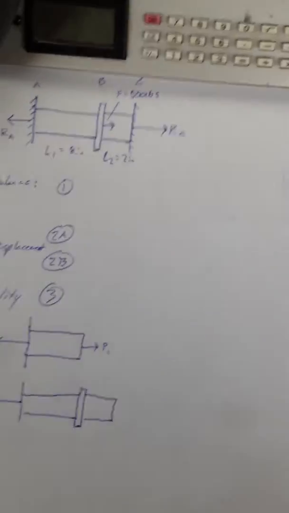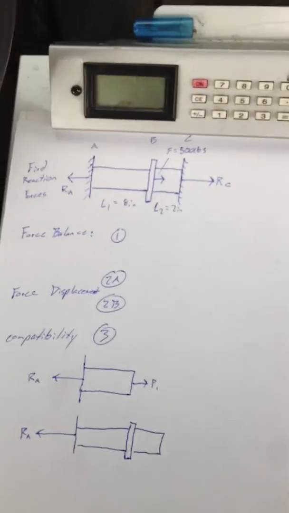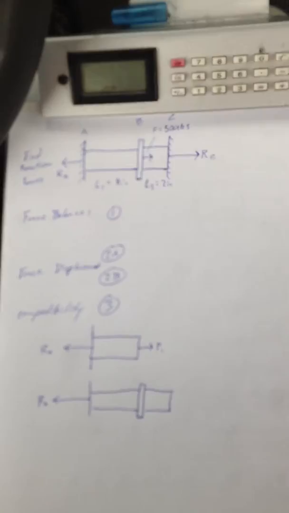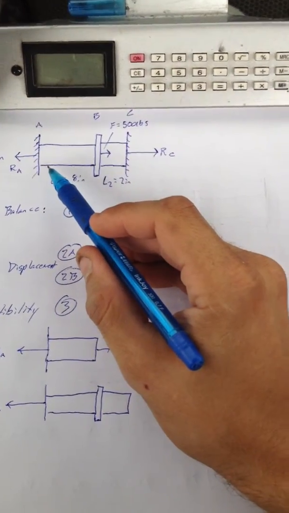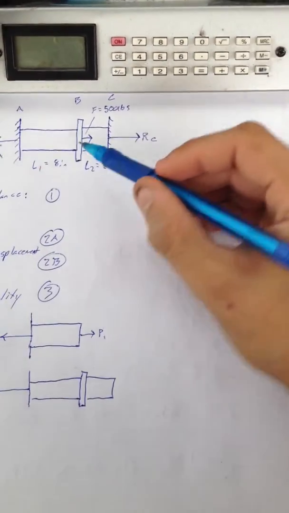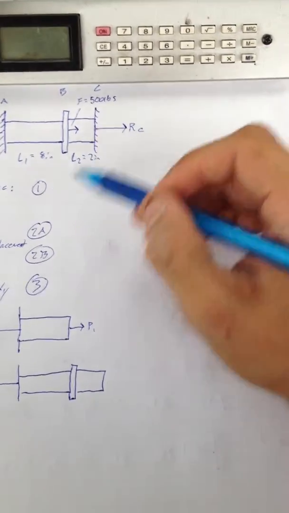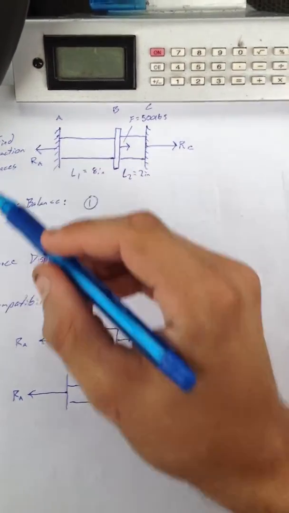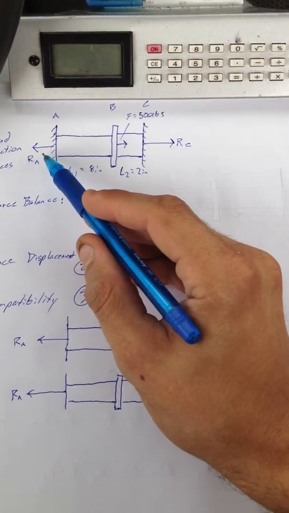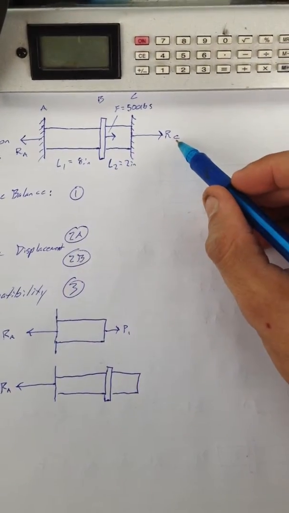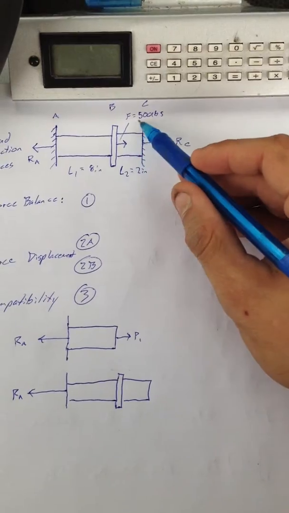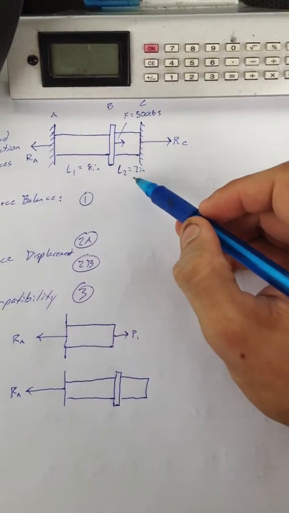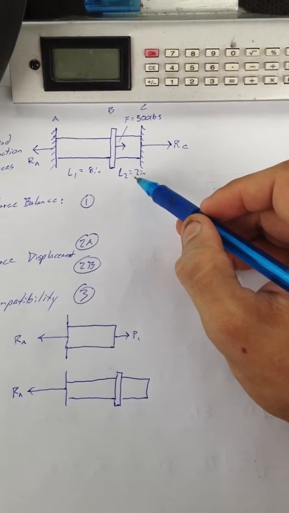I've already started it a little bit because I screwed my video up the first time, but this is our problem. We have a bar in between two walls with a ring around it providing a force to the right. We're looking for our reaction forces, and I've drawn those in. We've got RA going to the left and RC going to the right. The force is 500 pounds, the length of the first section is 8 inches, the second section is 2 inches.